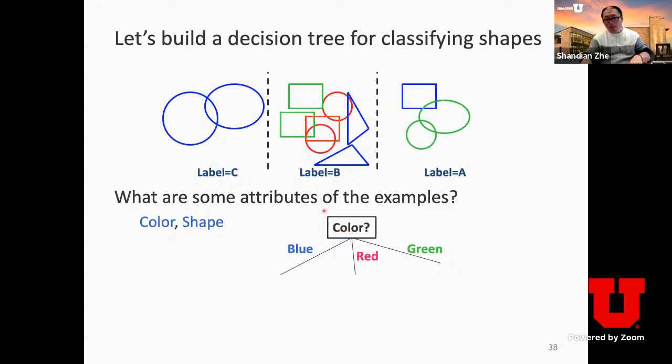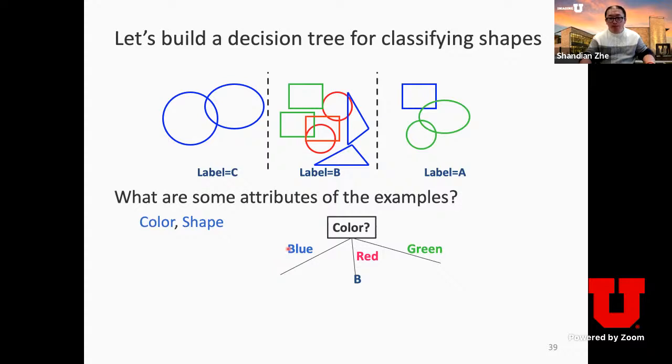We can first look at red shapes. They consist of two circles and one rectangle, but they are all labeled as label B. That means the label is pure. It is a pure subset. Then we can stop growing. We reach a leaf node.